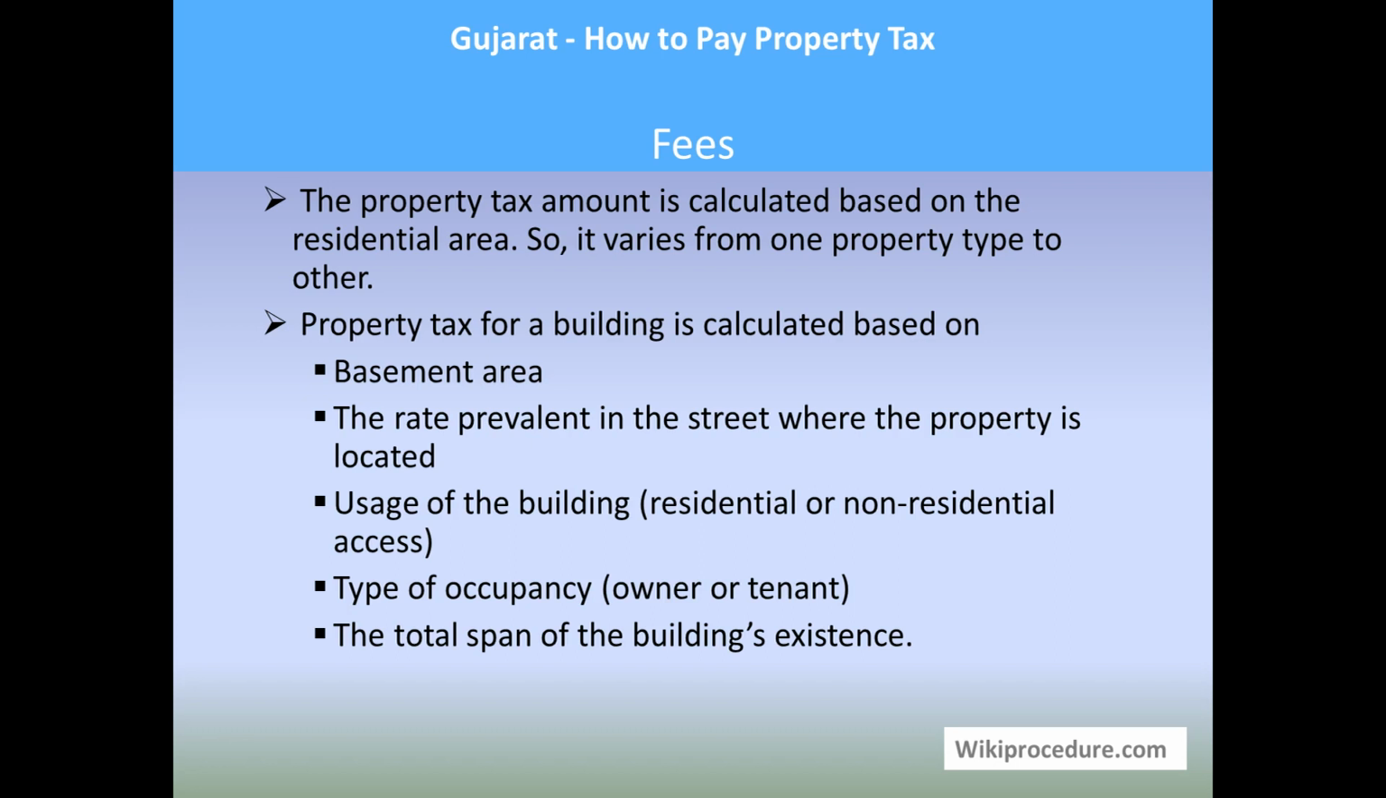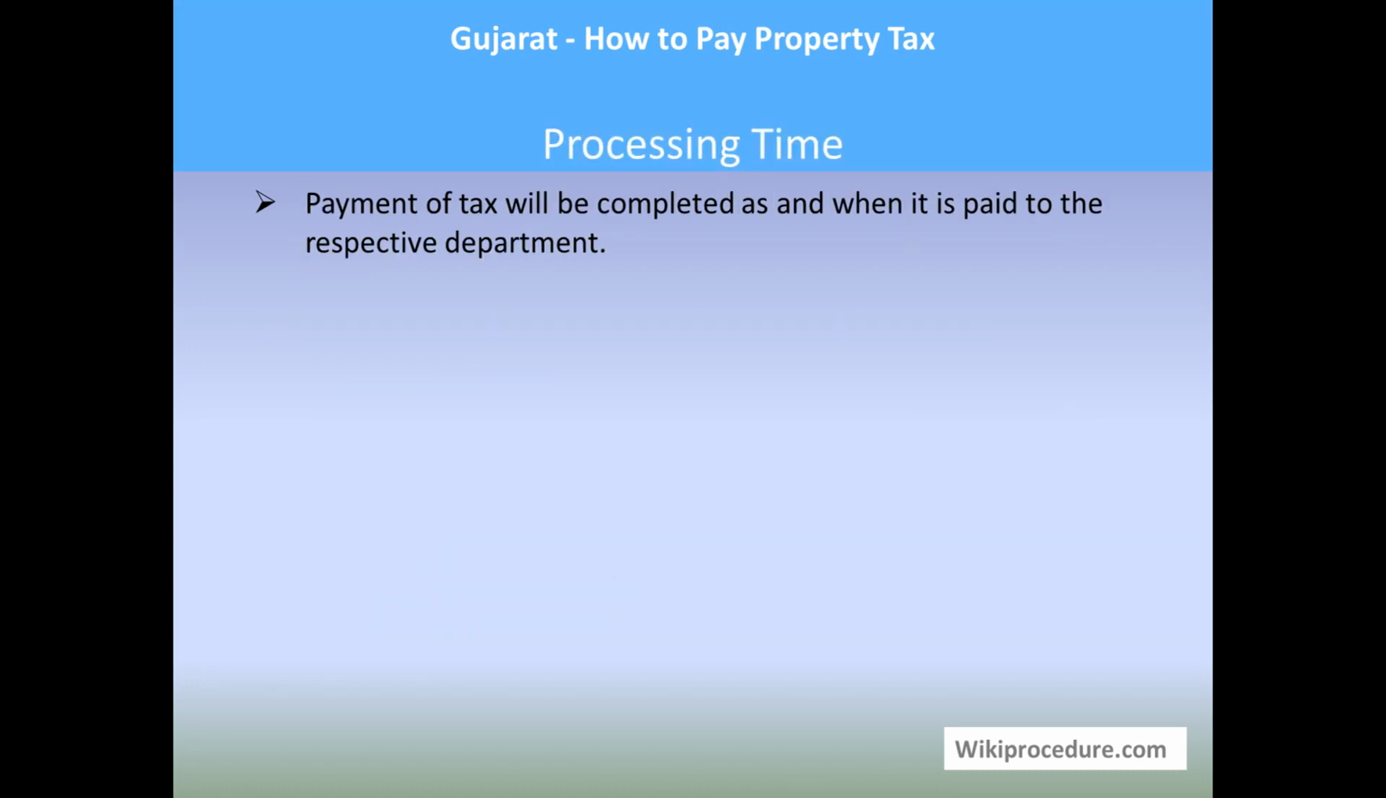The property tax for a building is calculated based on the basement area, the rate prevalent in the street where it is located, meaning the benchmark amount, usage of the building, whether it is residential or commercial, type of occupancy, owner or tenant, and the total span of the building's existence, meaning how old the building is. These factors will determine the assessment amount for the property tax which a user in Gujarat needs to pay. Processing time: payment of tax will be completed as and when it is paid to the respective department.